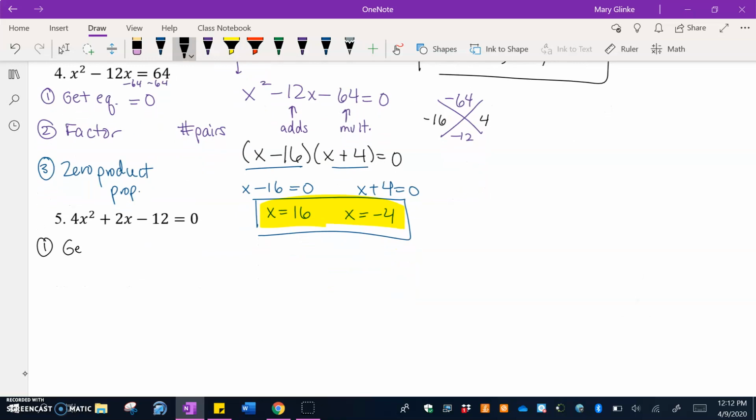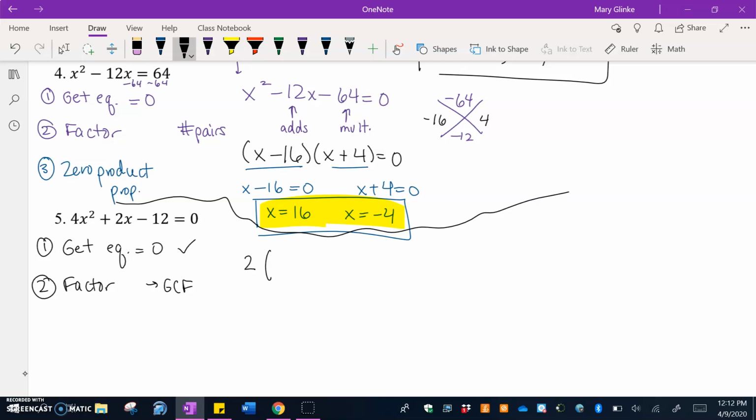Number 1, get the equation equal to 0. That is already done in this case. Step 2 is going to be to factor. This one has a number out in front, and also, if you look at all of these, it actually has a GCF. So that's the first thing we're going to do. We're going to take the GCF of 2 out of each of these terms here. So it's going to end up being 2 times (x squared plus x minus 6) equals 0.